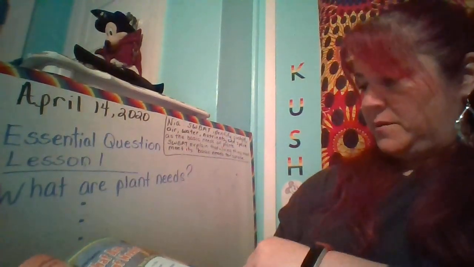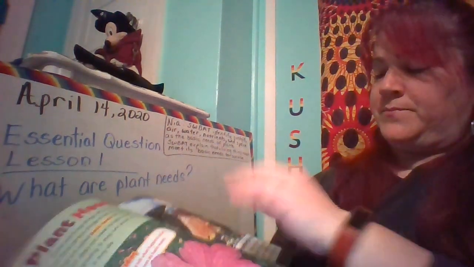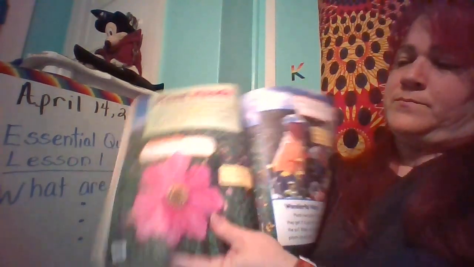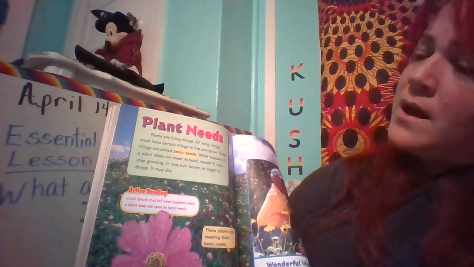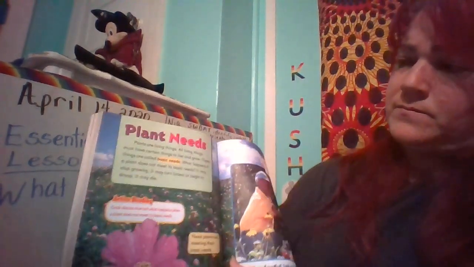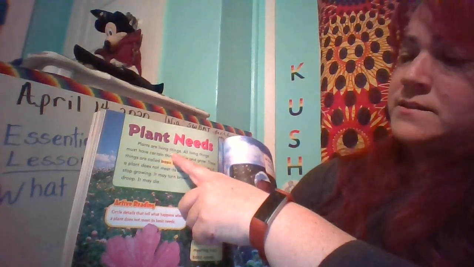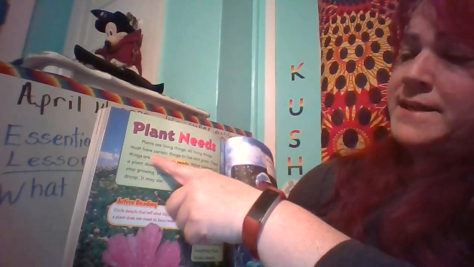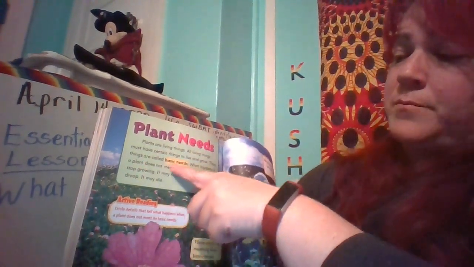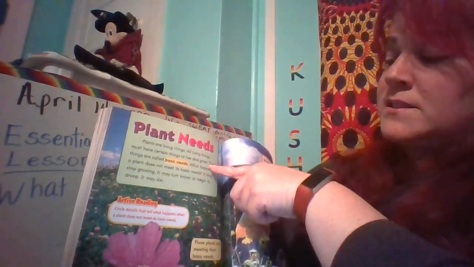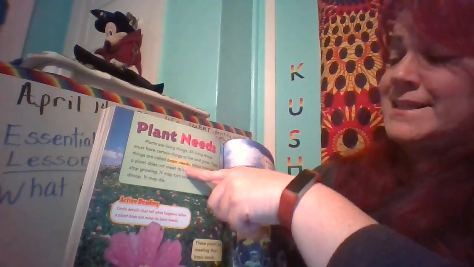So now I need you to turn to page 137. And we're talking about plant needs, and your page should look like my page. Plant needs. Plants are living things. All living things must have certain things to live and grow. These things are called basic needs. And see how that's highlighted? Because that's an important word. So let's go back and see. These things are called basic needs.